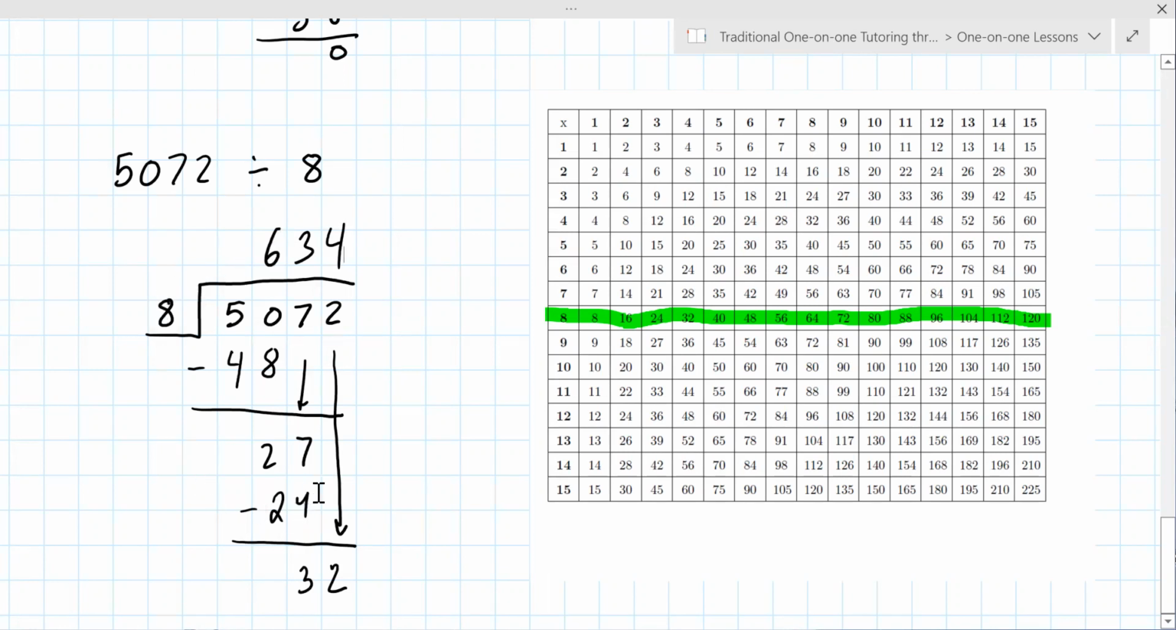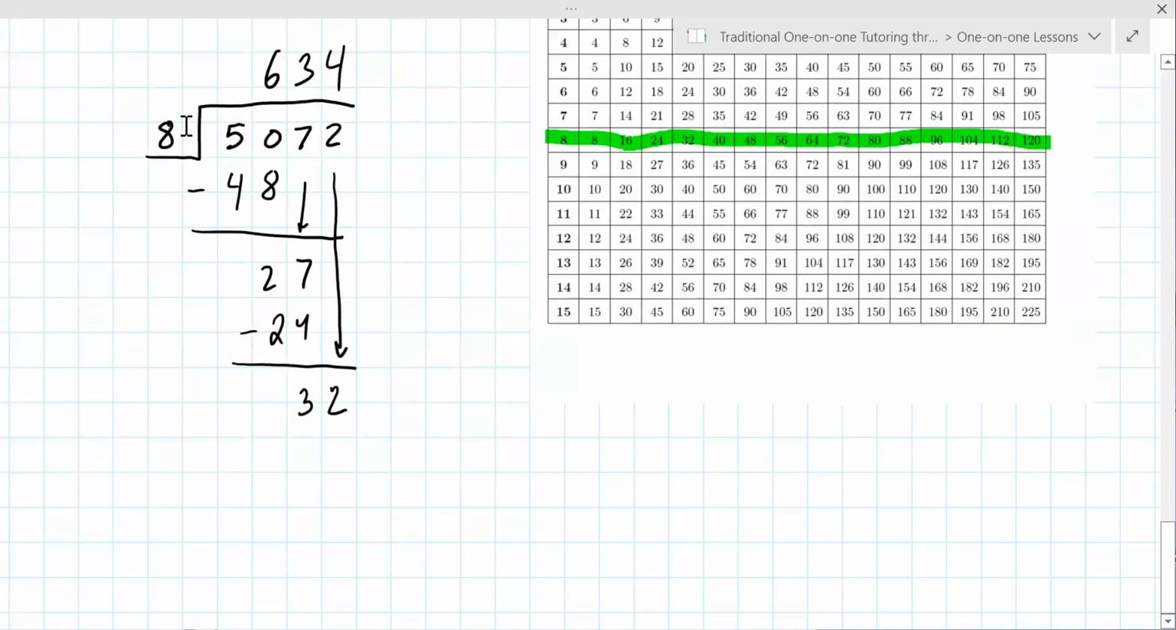Okay, and how do we get the 24? We multiplied 3 times 8. So what do you think you should multiply the 4 by? 8. You always multiply by the number over here. 4 times 8. So 32, and there's no remainder. Okay. You're so close to having this down.